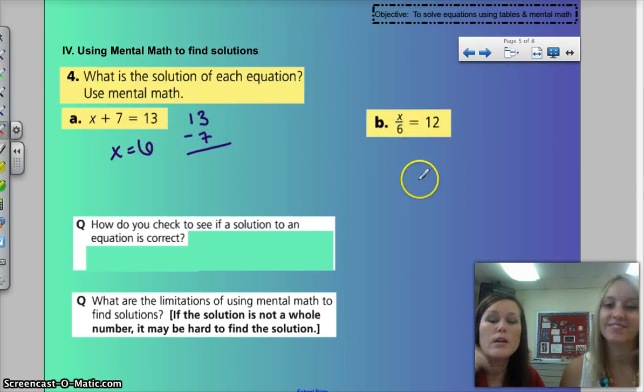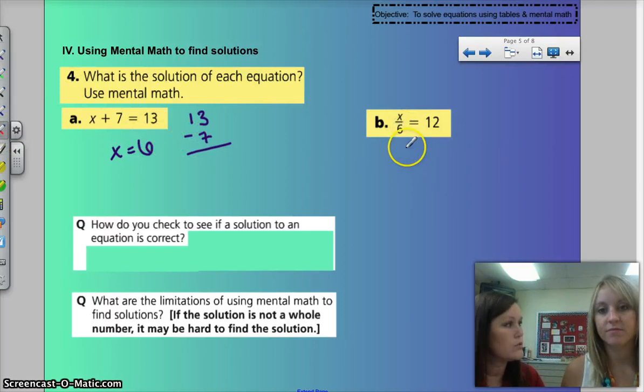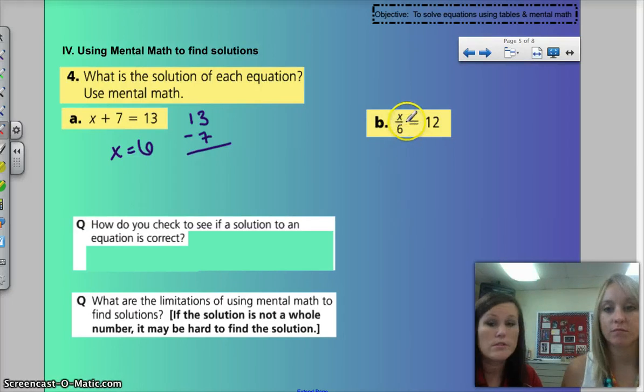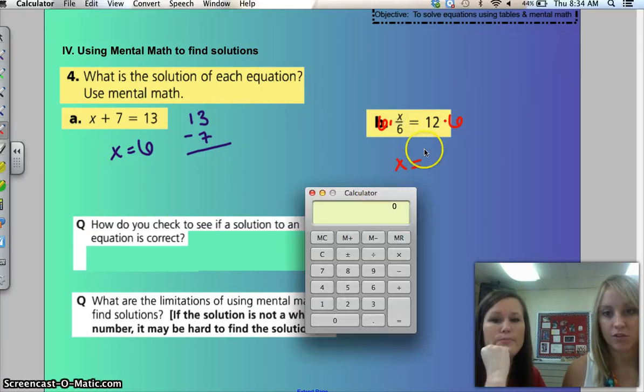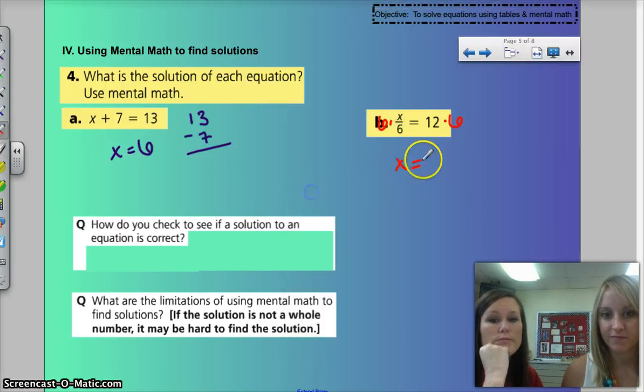All right, number B, something divided by 6 equals 12. So x is being divided by 6. I know it's going to be a number larger than both 6 and 12. So I have to undo division, multiply. So 12 times 6. What is 12 times 6? Big one. 72? Use your calculator, guys, as long as you're showing work. Double check my work. 72 is right. Done.